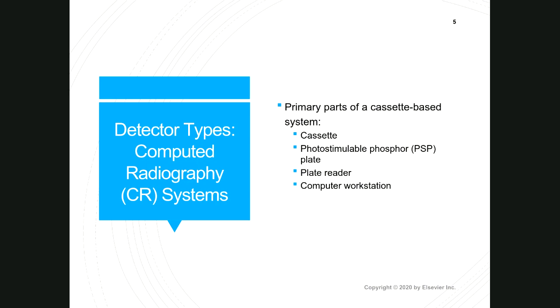So those are the main parts of a cassette-based system: the cassette with the PSP, a plate reader, and a computer workstation. And realize that it is cassette-based, meaning there's something that you take and carry in, just like with film. Film has a cassette with film inside of it. CR has a cassette with a PSP inside of it.